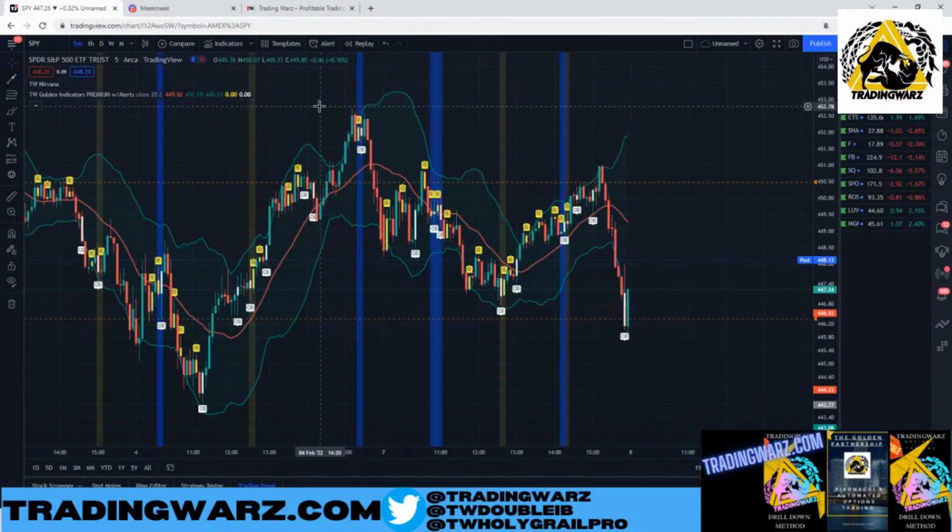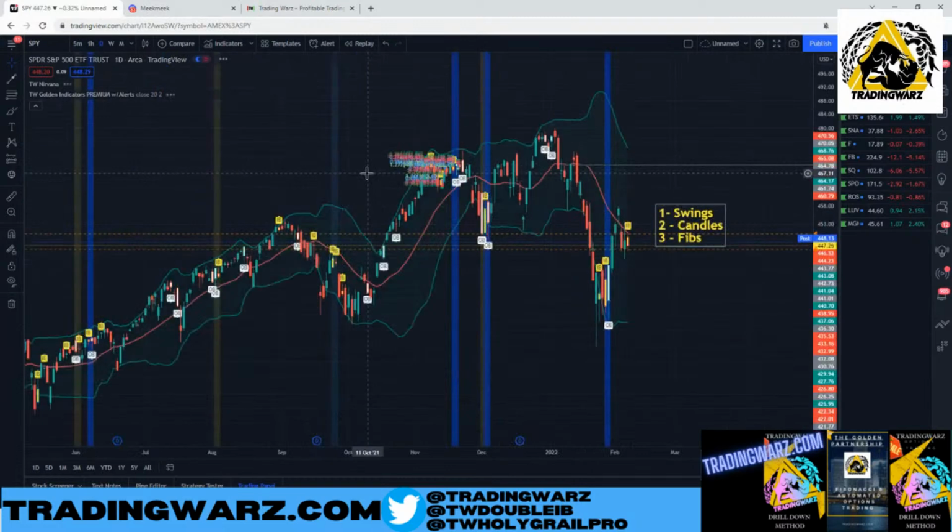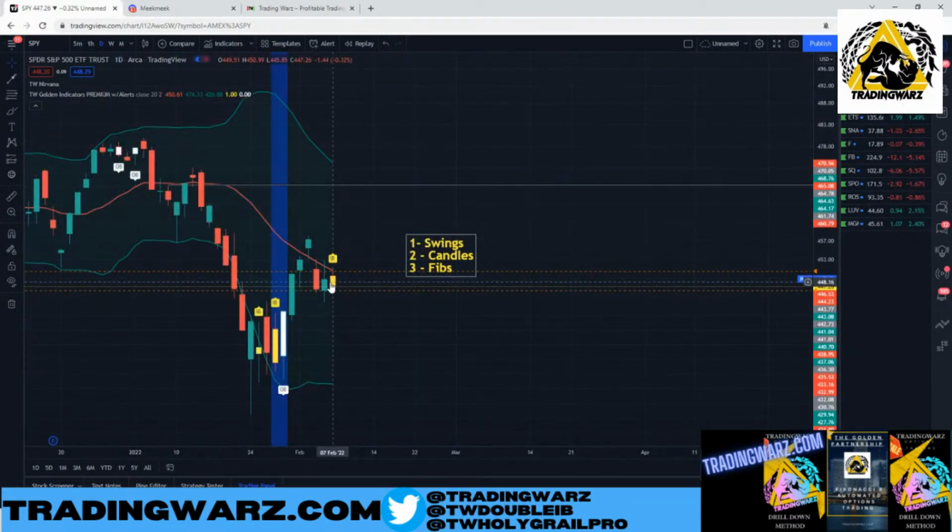You could see here was the previous Friday's high and low, right? And we had this just tight range today. So this is what an inside bar looks like on the 5. And if we go to the daily chart, you can see it right here with the yellow bar.